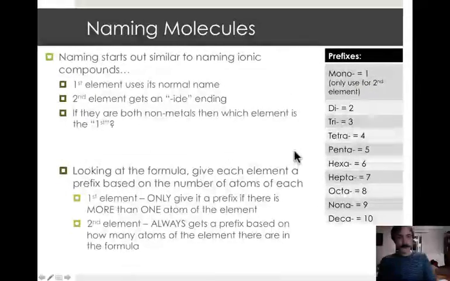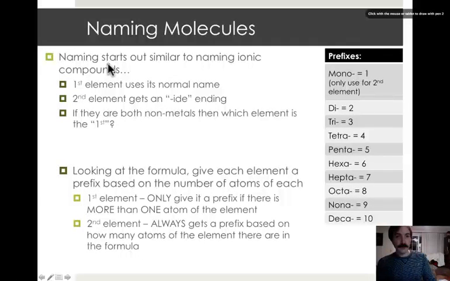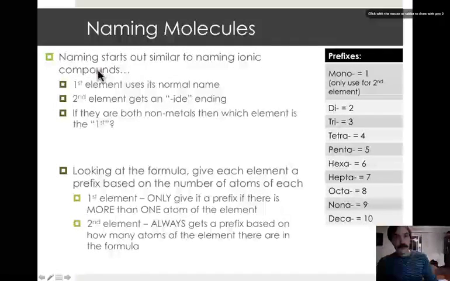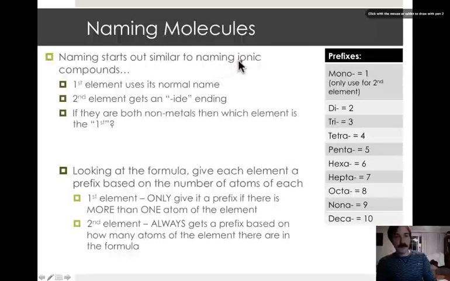Let's move on. Now what I want to do is practice naming. It turns out that naming, just like with the Lewis dots and things like that, has some stuff that we can carry over from previous notes or previous sections. The naming for covalent compounds is very similar to ionic, at least it starts off very similar.